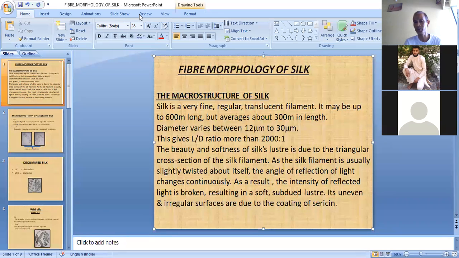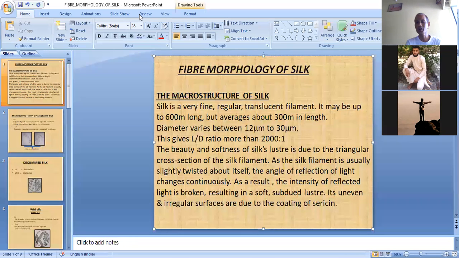Sometimes short questions may be asked. What is the reason, or why are silk filaments or silk textile materials lustrous? It is due to its triangular cross section. As the silk filament is usually slightly twisted about itself, the angle of reflection of light changes continuously because of the slight twist found in the silk filament. So due to this, the angle of reflection of light changes continuously.